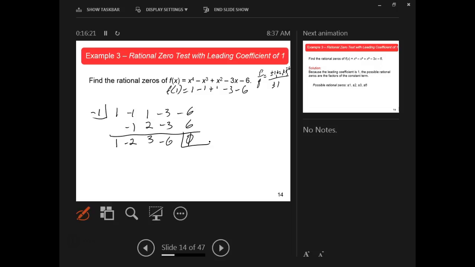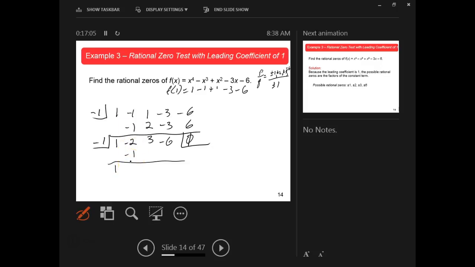Now here's something else you've got to do. Remember, you may have repeated zeros. So once you've done negative 1, you know 1 doesn't work, so don't mess with 1. Let's do negative 1 again and see if it's a repeated 0. What do you do? Skip a line, draw a line. Bring down the 1. Come on, y'all know it. Multiply, and what does that give you? Negative 1.